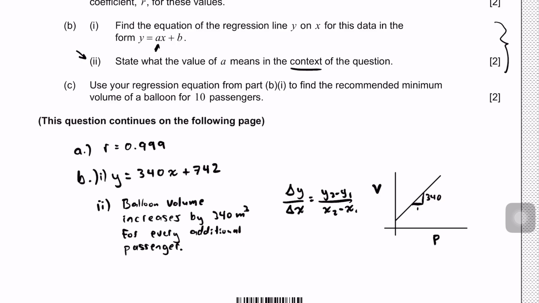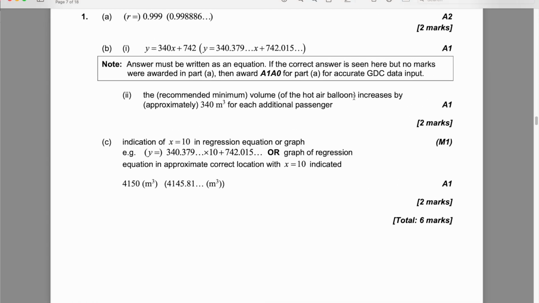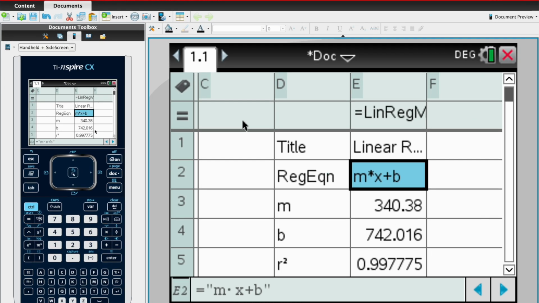I'll show you what the mark scheme says right here. Here it is. The recommended minimum volume of the hot air balloon increases by approximately 340 meter cubed for each additional passenger. So pretty much the same, quite a bit for just 1 mark. Okay, let's go back to the document.